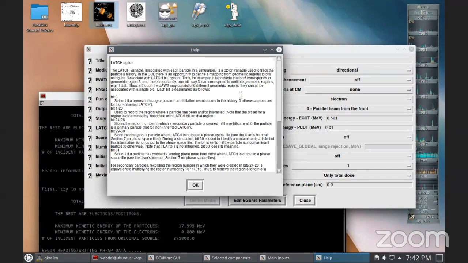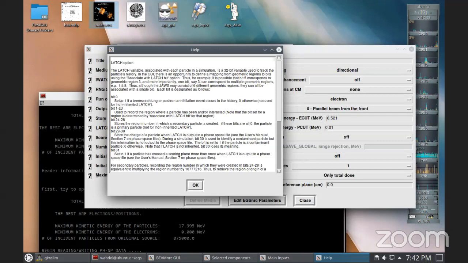It's possible that bit 5 corresponds to geometric region 3, and more importantly, one bit, say 3, can correspond to multiple geometrical regions, for example 1, 5, 8. Thus, although the jaws may consist of 6 different geometrical regions, they can all be associated with a single bit. That's possible. Each bit is designed as follows.